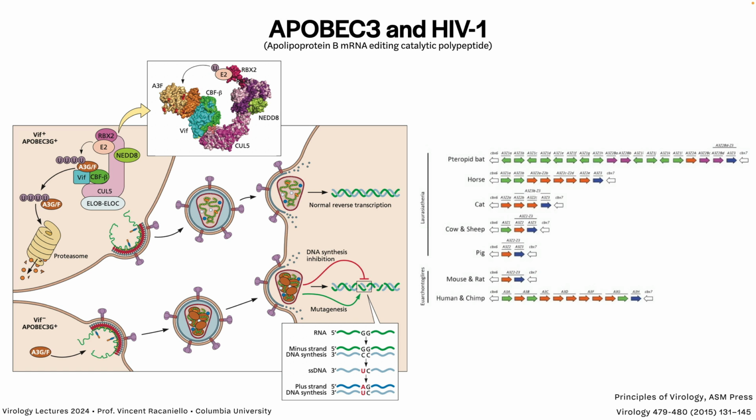This gene, by the way, is present in many copies in different animals. So in humans and chimps, it's repeated many times. Each of these colored arrows is a duplicated APOBEC gene. And you can see they're duplicated in other species. And they're most duplicated in bats, which encounter lots of viruses. And so this may be part of the defense of bats against viruses.